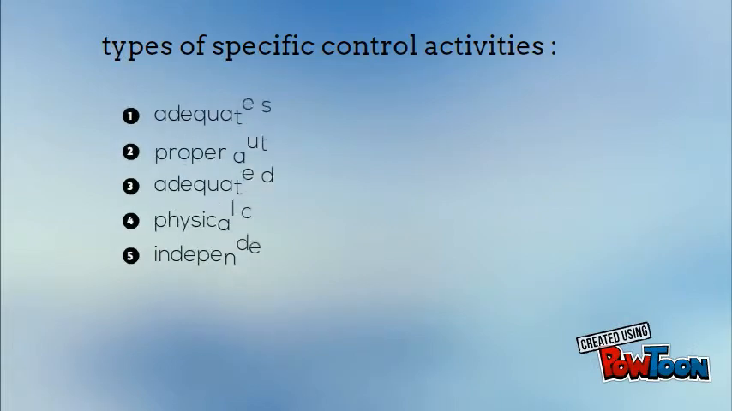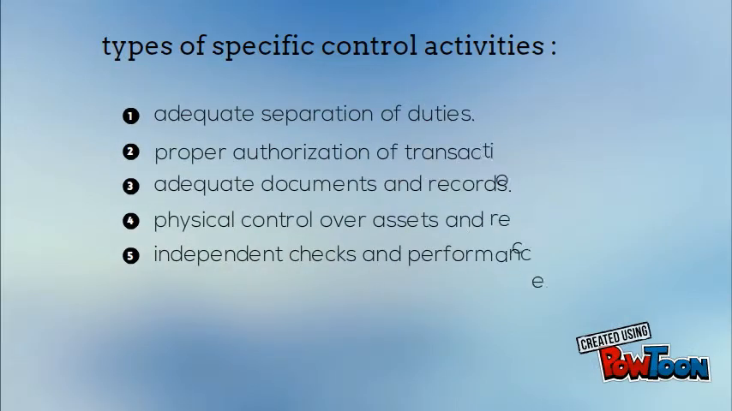Types of specific control activities. First, adequate separation of duties. Second, proper authorization of transaction and activities. Third, adequate documents and record. Fourth, physical control over asset and records. Fifth, independent check and performance.